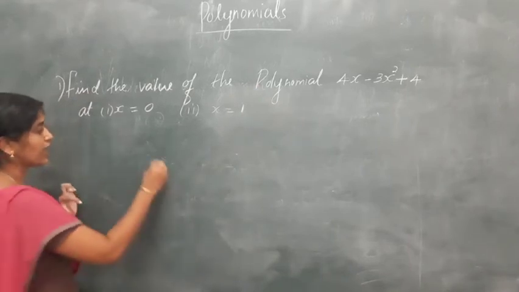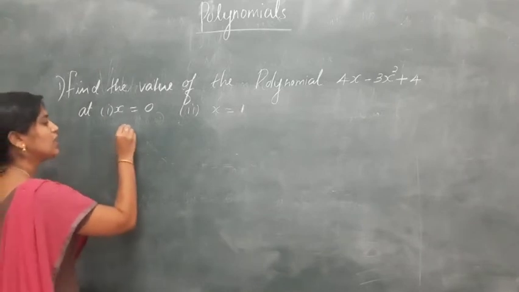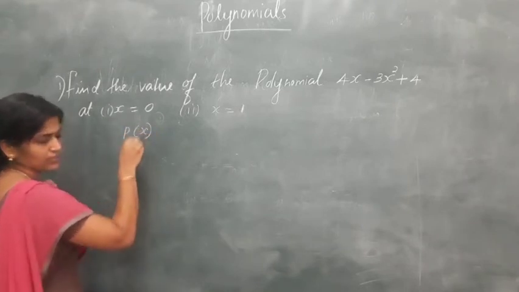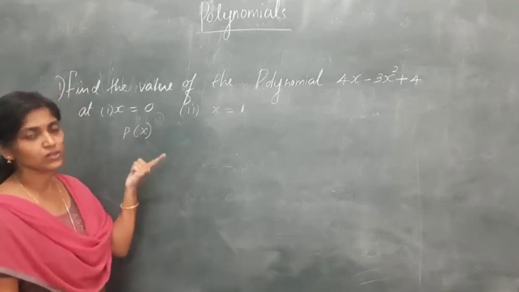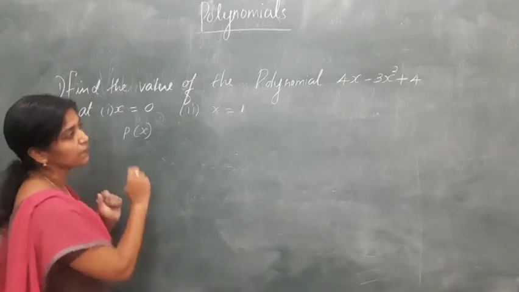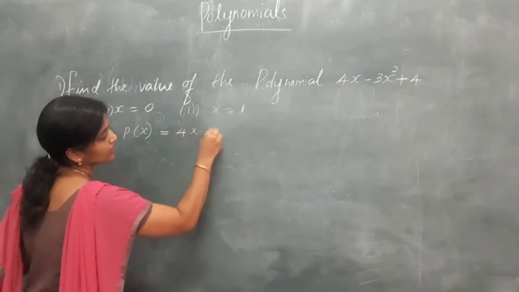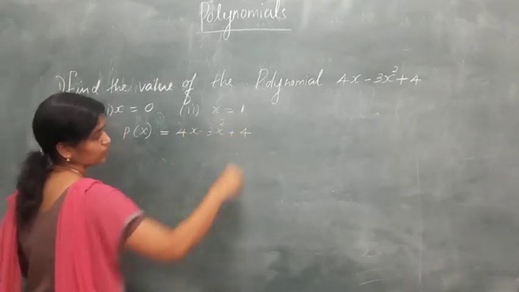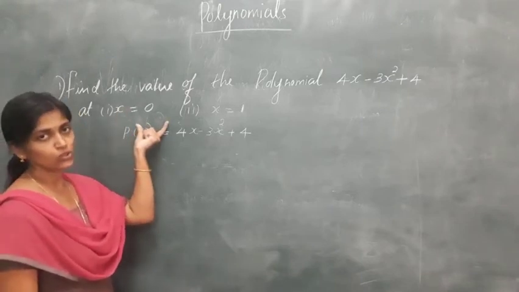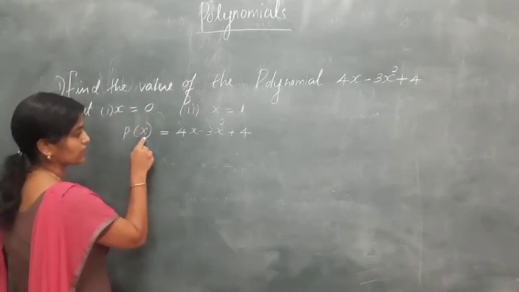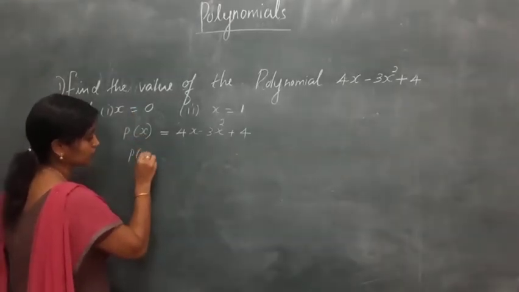It is a polynomial that is not named. Usually when you get a polynomial, name the polynomial as p of x. We have already seen how to name a polynomial. You can name it as p of x or q of x or r of x. Here I am taking it as p of x. P of x is equal to 4x minus 3x square plus 4. Give the value of x as 0. When I give the value of x as 0, it changes to p of 0.